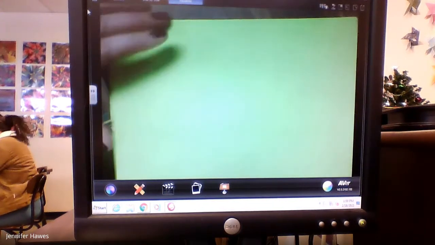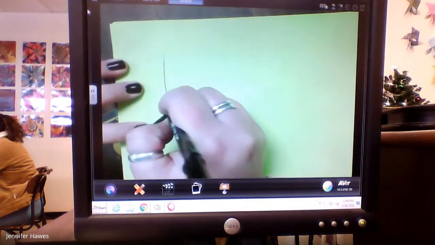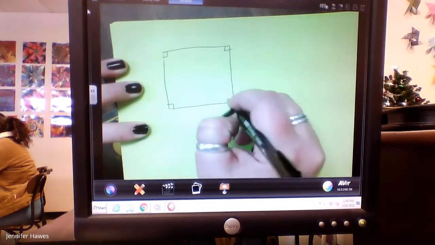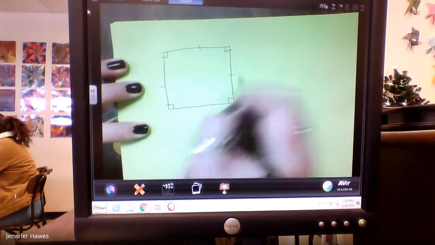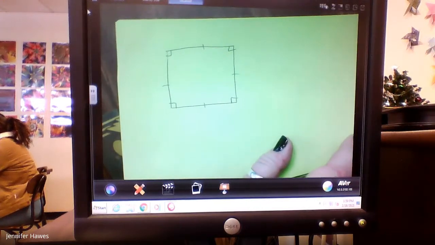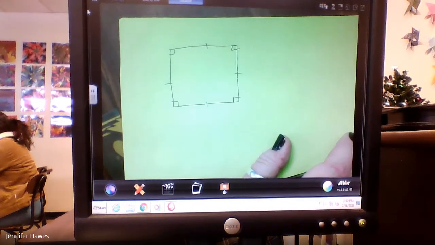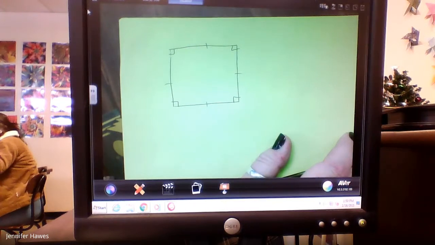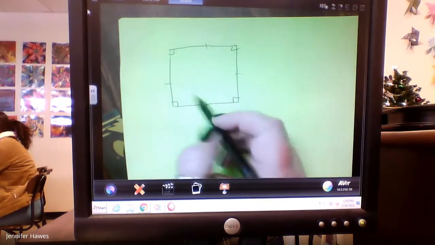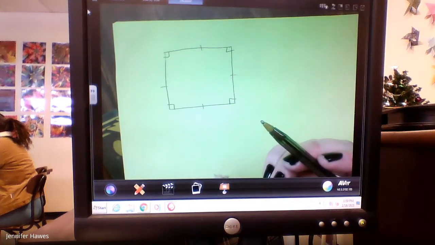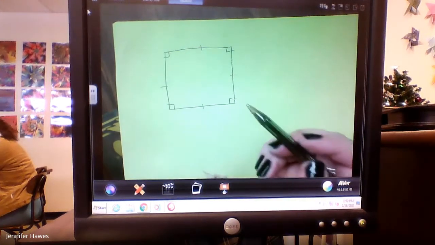So, oops, I don't want you to write this down. Don't write this down. What shape did I just draw? A square. How do you know it's a square? The line things around it. Okay, that tells you they're all the same length. And then it's got 90s in there.